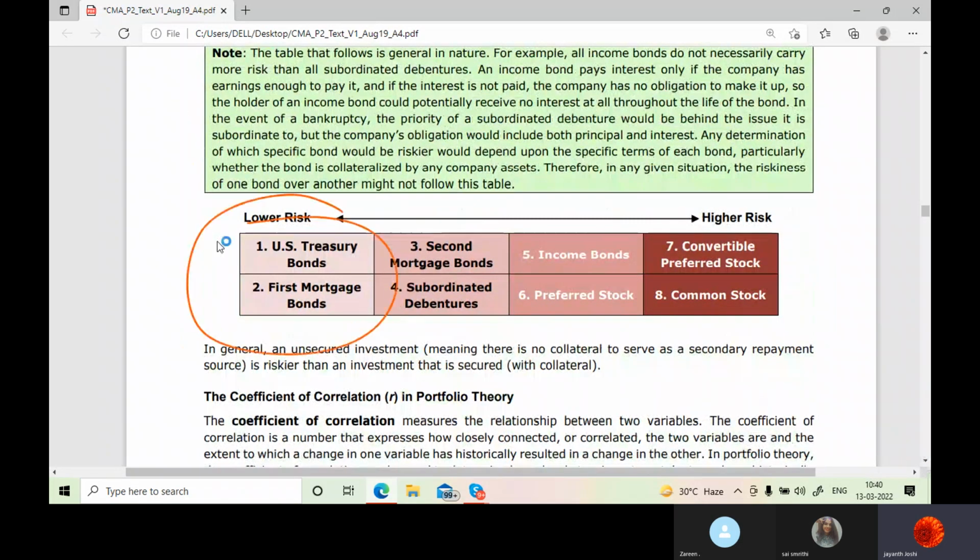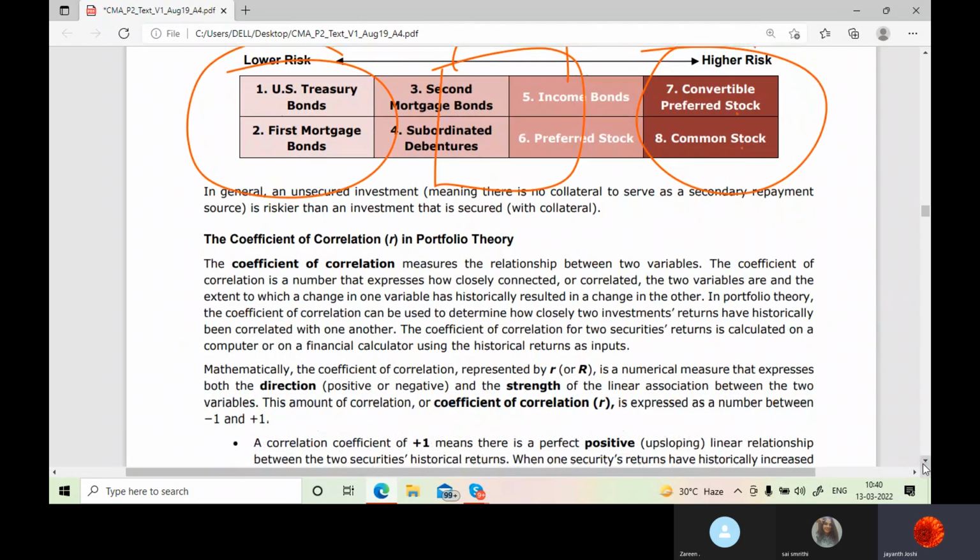And these are the lower risk securities, these are the higher risk securities, these are the medium ones. So you can have a combination. These are government bonds, the least risky, because the US has never defaulted on its government bonds. Higher ones are common stock or convertible preferred stock. Everyone knows it. And these are the bonds which are less risky ones. So you can make a combination of any of these.